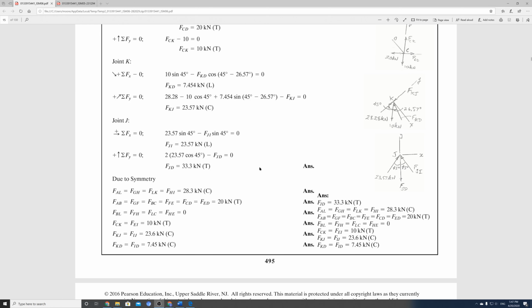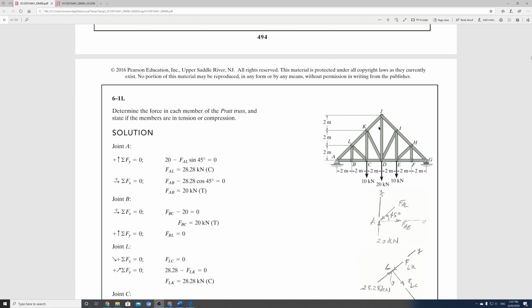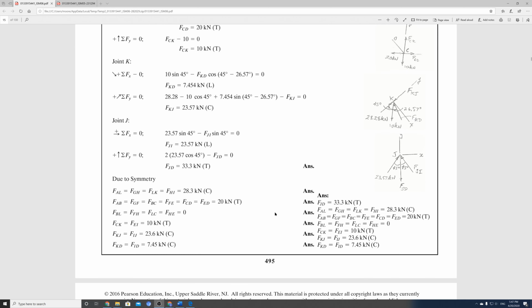And then in the y direction, you're going to have two of these. These are essentially the same. We already said that FJI equals FJK. So it's really like FJI plus FJK, both the same value, times the cosine of 45 degrees. Now you can subtract out FJD, and that's equal to 0. So FJD equals 33.3.